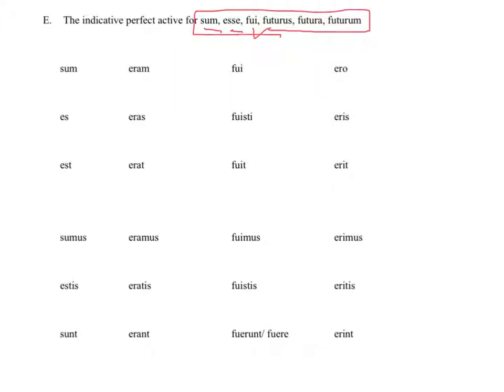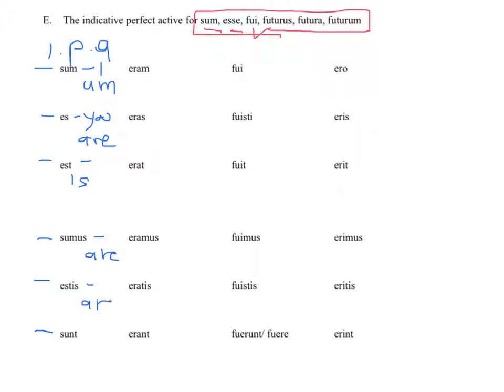Here's a review of all the different tenses you know so far for the verb to be. This is the indicative present active. Sum, es, est, sumus, estis, sunt. That's the present tense in the indicative mood and the active voice. It means I am, you are, he, she, or it is, we are, you plural are, and they are.